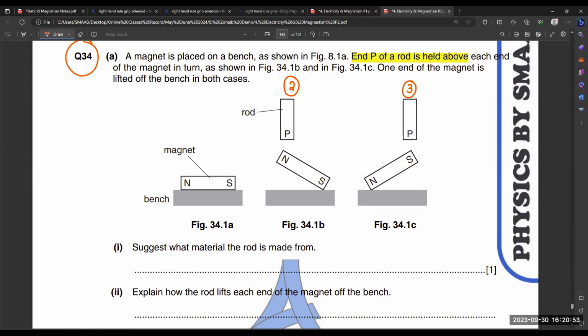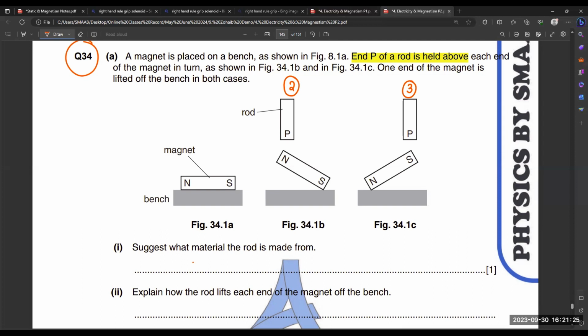Sir, the rod would be made out of soft iron. Soft iron, why? Sir, because it can be magnetized and demagnetized easily. Very good. So basically that is the concept and that is the hint in your diagram that when we place it at two different poles, they easily attract the point P. So it shows you that the rod can easily be magnetized and easily demagnetized because it actually attracts both poles, right?